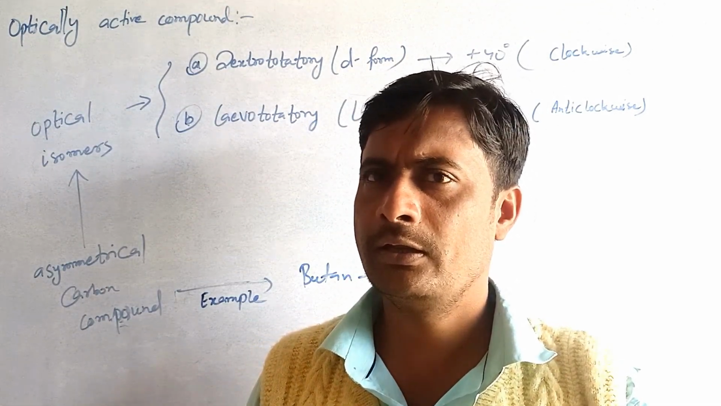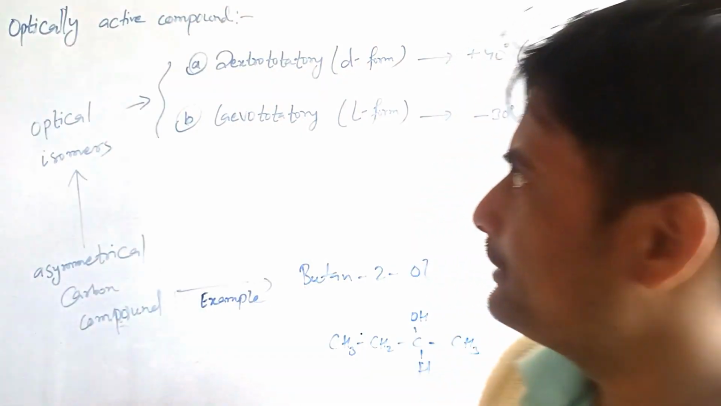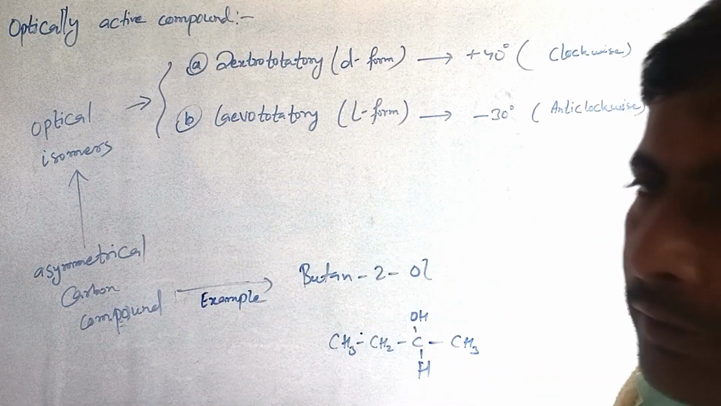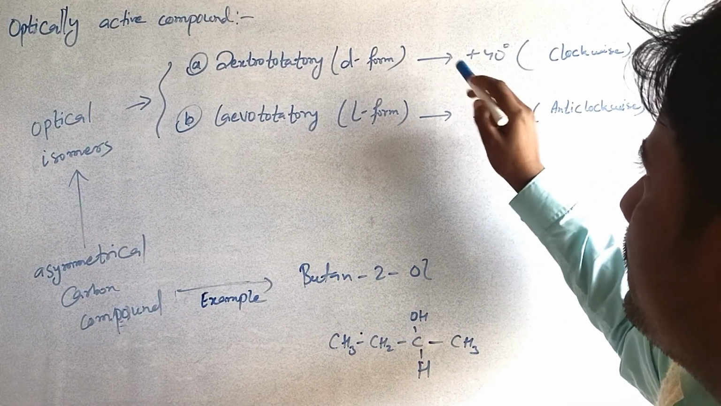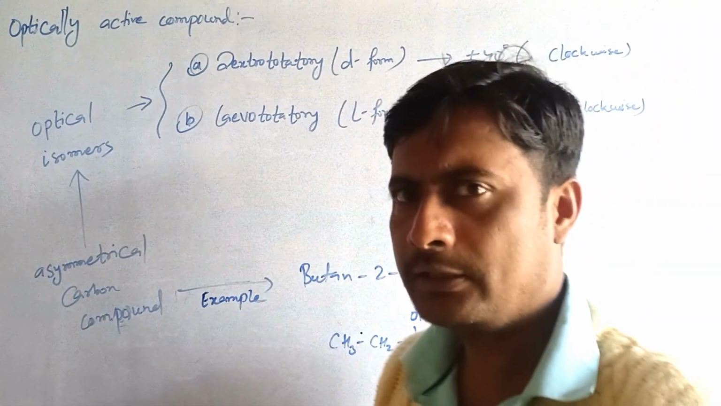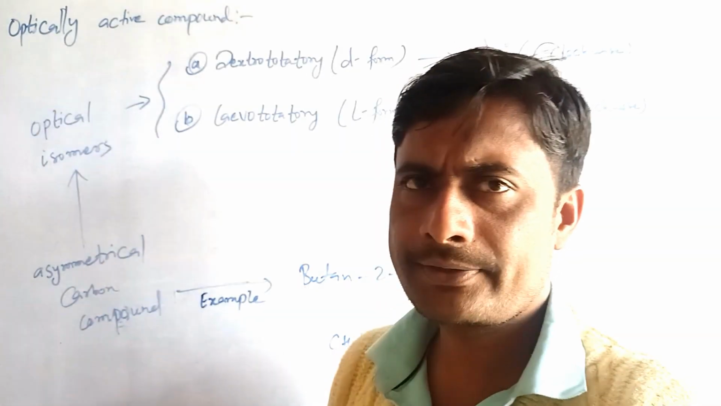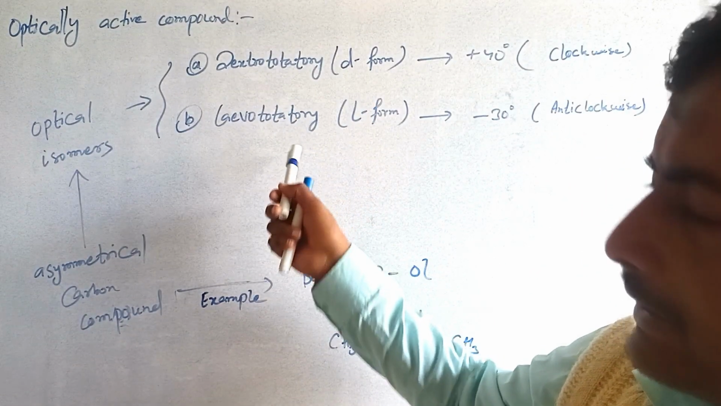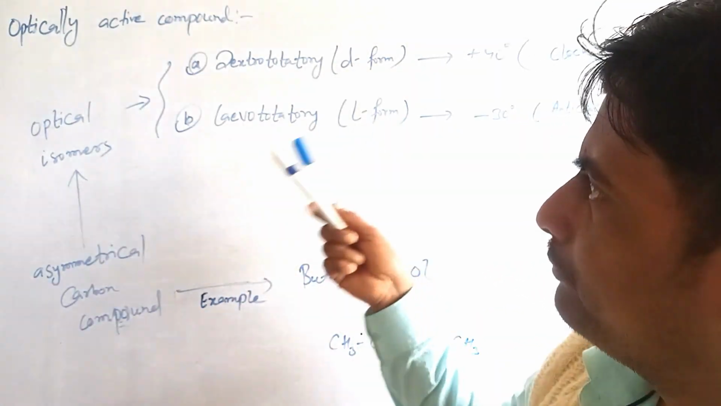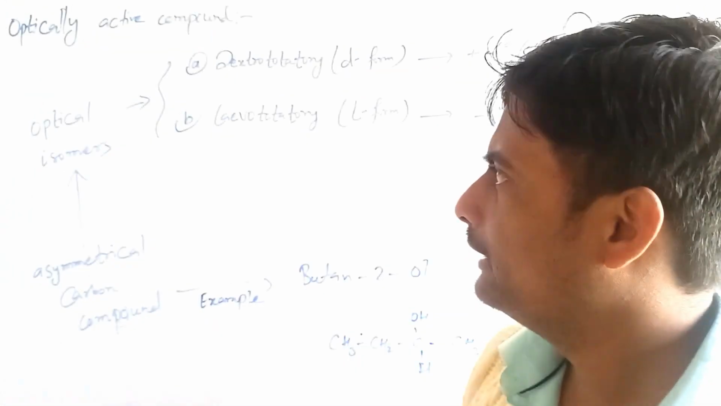Depending on the direction of rotation, the optically active compounds can be divided into two types: dextrorotatory, that is known as D form, and laevorotatory, that is known as L form. The compounds that rotate the plane polarized light in clockwise direction are known as dextrorotatory compounds, and the optically active compounds that rotate the plane polarized light in anti-clockwise direction are known as laevorotatory compounds.